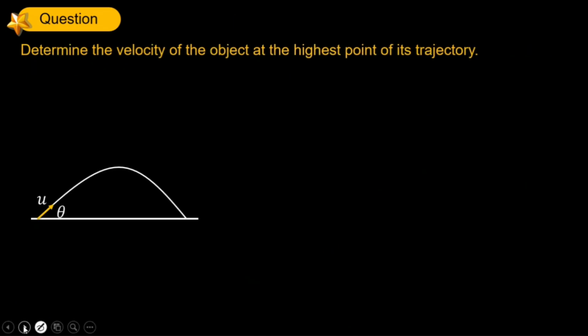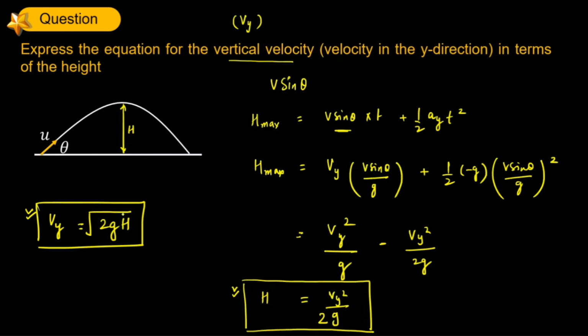Let's move ahead. One more question. So just think of it and tell me what should be the correct answer. The question says, what is the velocity of the object at the highest point of its trajectory? So what velocity does the object possess at the highest point of its trajectory? You would probably need to use H max. We are talking about this.